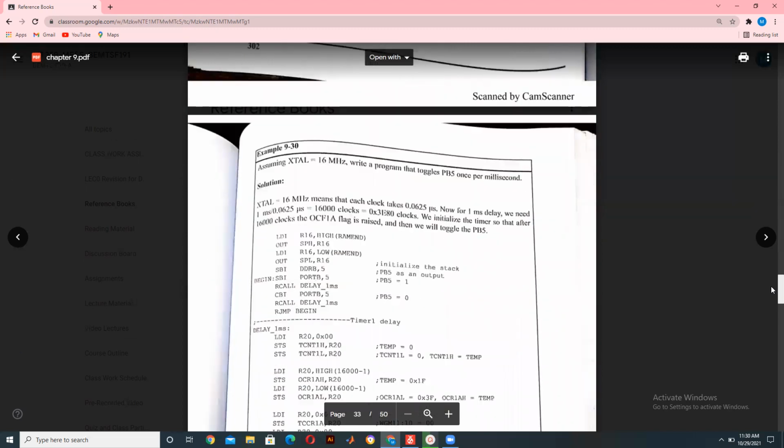Now this is the question that we get: crystal value 16, write a program that toggles P5 once per second. In this, as we know the toggle, we know how much it takes for 1 second. For 1 second it's 16,000 clocks, and that is 0x3E80. So now we need 16,000 clocks for the OCF1A flag to rise.